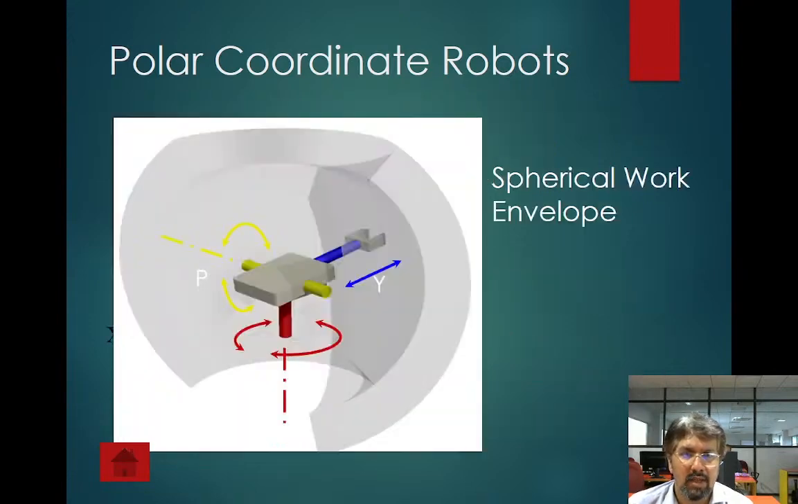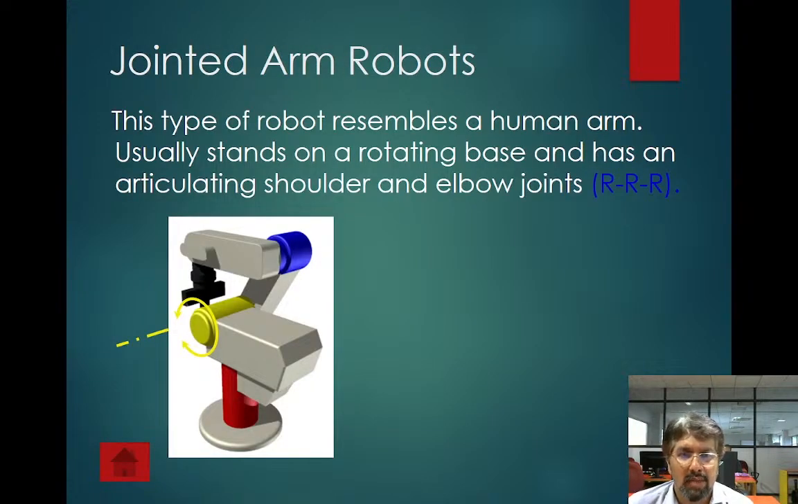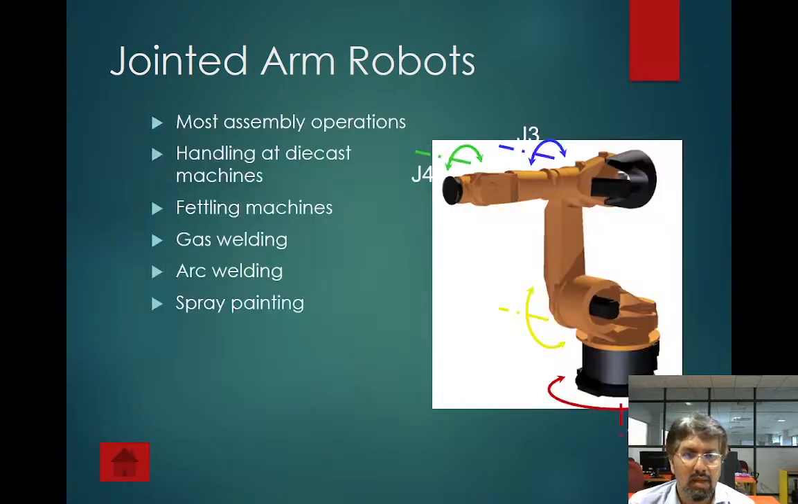Along with that, there are special types of robots also. These are typically used in spot welding, fitting machines, gas welding, arc welding. There are jointed arm robots also, which resemble a human arm. So they are able to move in multi-axial rotation. Again, they can do fitting of machines, gas welding, arc welding, spray painting.